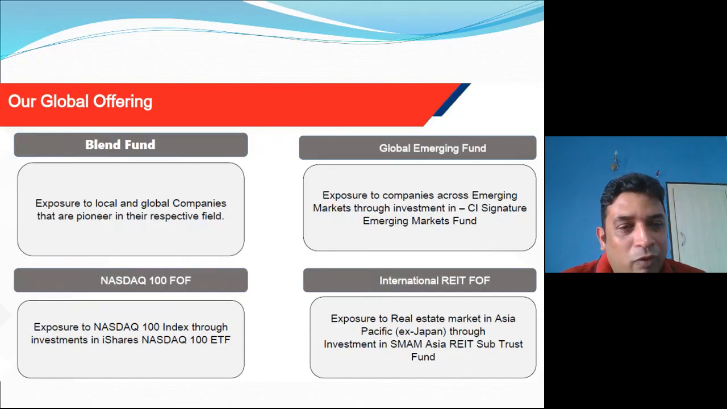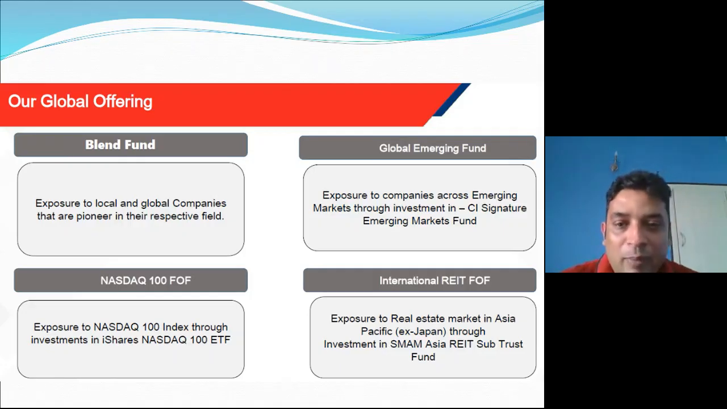Now, how can you buy those stocks? You can buy a Nasdaq 100 fund of funds, where your money will be invested in Nasdaq companies in the same ratio as the Nasdaq 100. You can invest in a blend fund, which will have a mixture of Indian as well as US companies. So US top companies and Indian top companies, you have one fund where you invest.